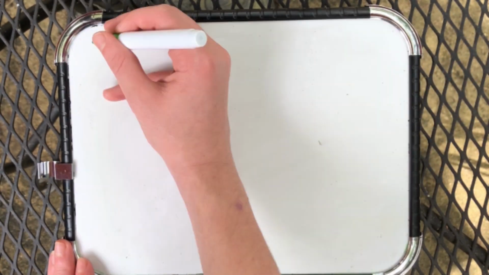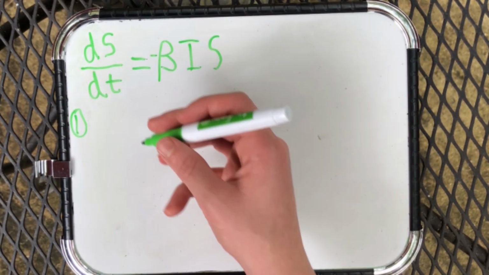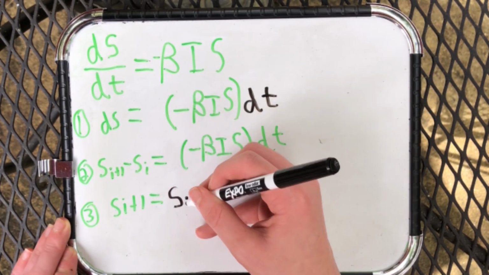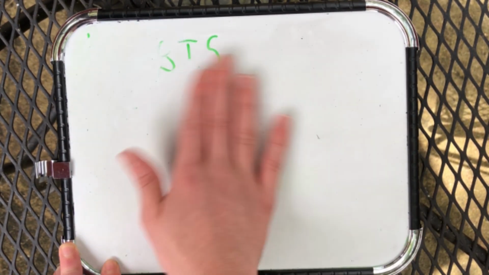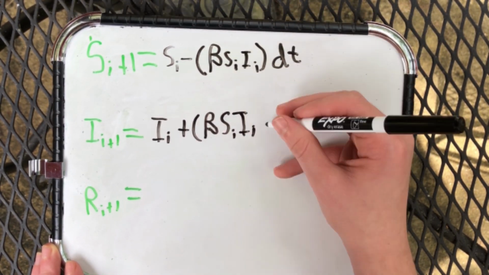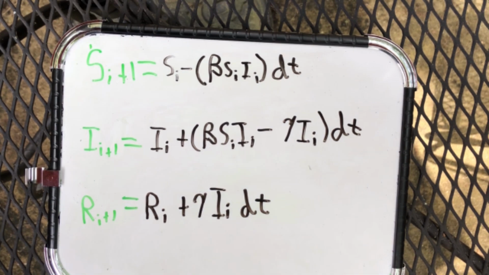Now that I have my three differential equations, I am able to use algebra to rearrange the equations and solve for how many susceptibles, infected, and recovered people there will be in the future. I can plug in my new numbers and repeatedly do this process, and eventually I can map out what the S.I.R model will look like.